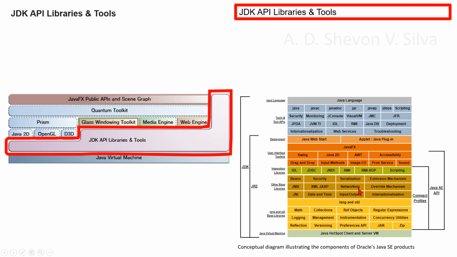Networking. Java networking: java.net package, javax.net package, javax.net.ssl package, com.sun.net.httpserver package, com.sun.net.httpserver.spi package, jdk.net package.